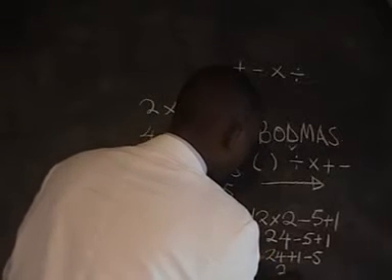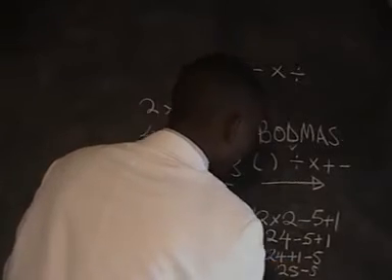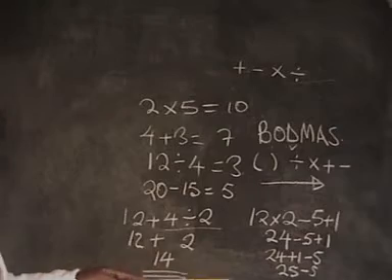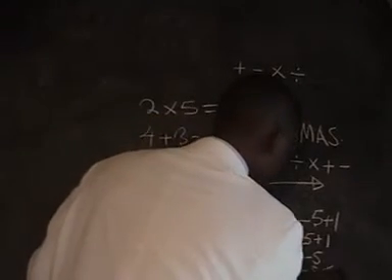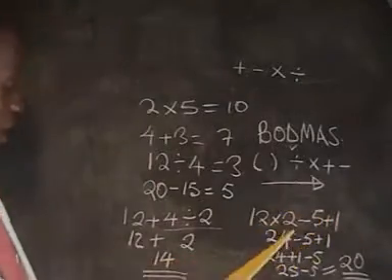24 plus 1, which is 25. And this 25 minus 5, you end up getting the result, which is going to be 20. So the result there is 20. I'm sure that is understood.